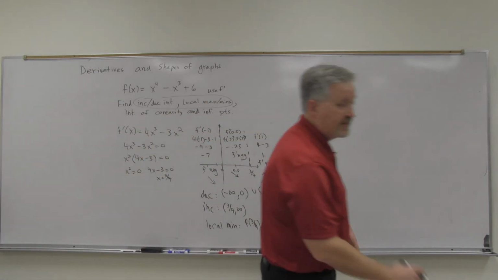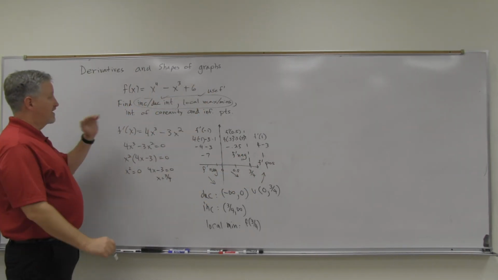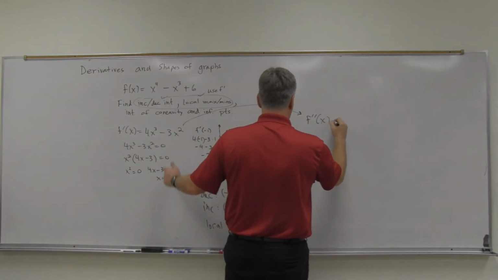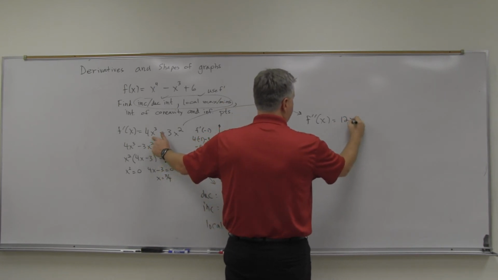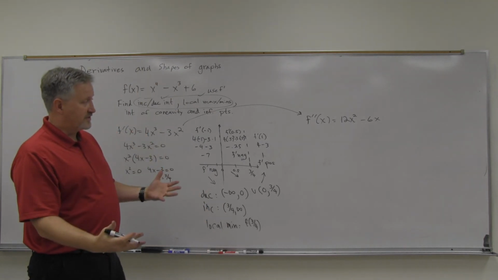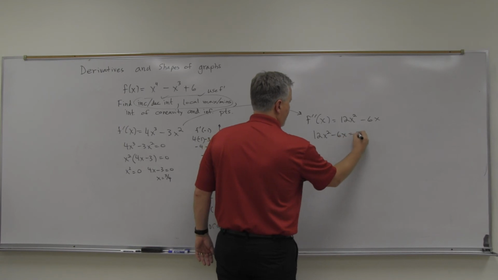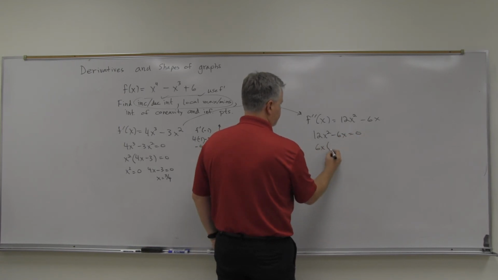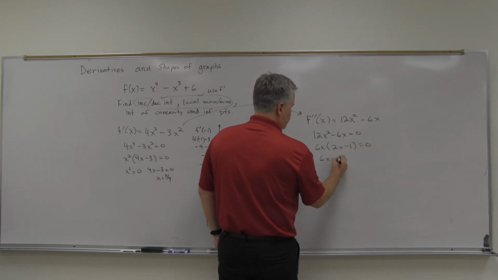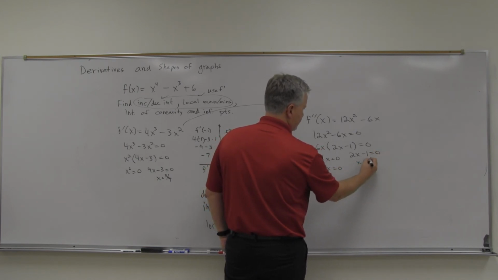All right, so that takes care of these two. For concavity, we need a second derivative, so come here and do the second derivative. The second derivative would be 12x squared minus 6x. So we get the critical numbers for that by setting it equal to 0. That factors as 6x times (2x minus 1), so 6x equals 0 and 2x minus 1 equals 0. So x equals 0, and x equals a half.